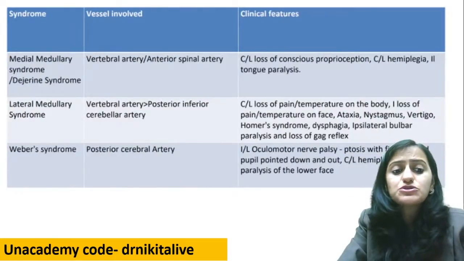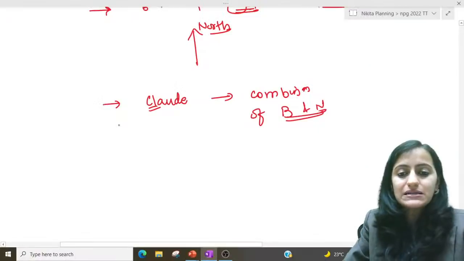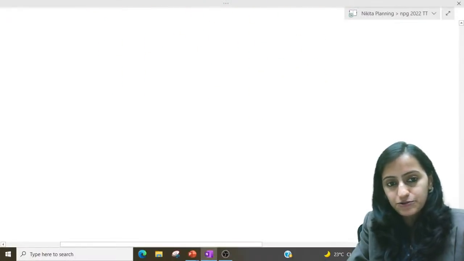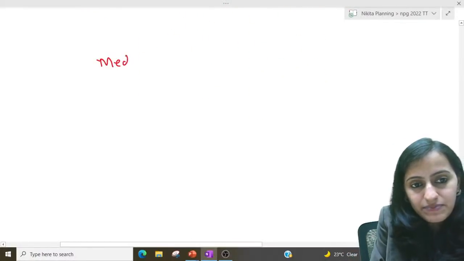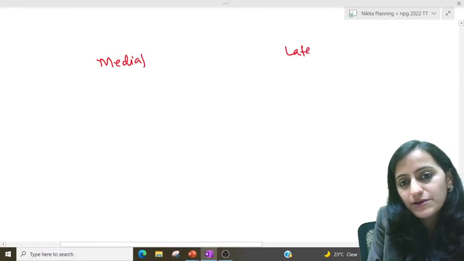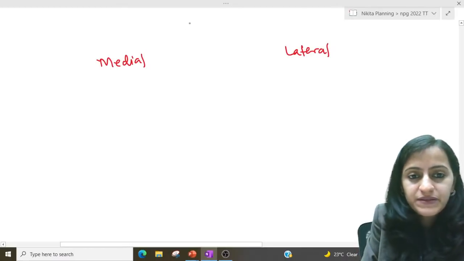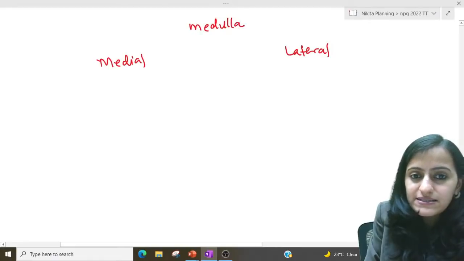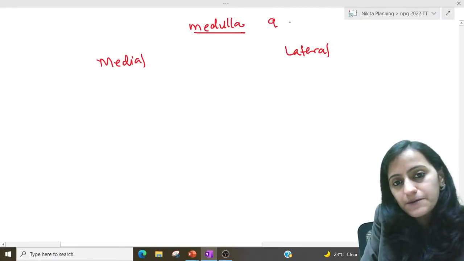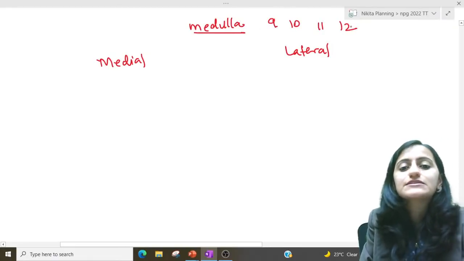Next one, coming to the medullary syndromes, the medial medullary and the lateral medullary syndrome. We discussed this in our today's neurology class as well at 5 p.m. So, in the medulla, what are the cranial nerves that arise from the medulla? 9, 10, 11, 12. Right?